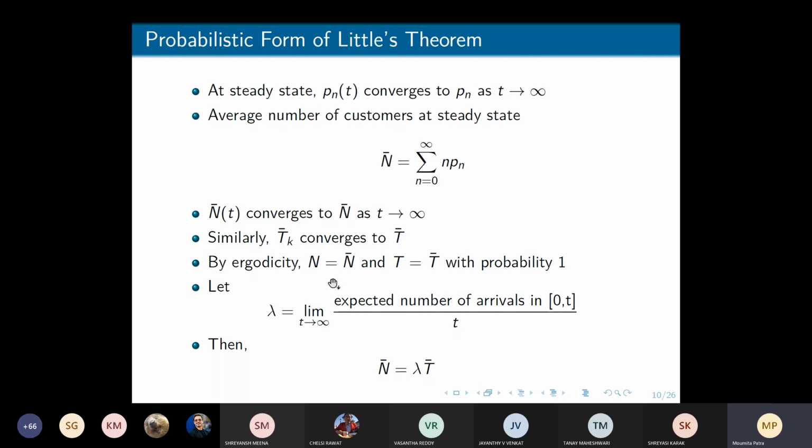So with the ergodicity property, N becomes equal to N bar and T becomes equal to T bar with probability 1. Now what can we consider? Let lambda be equal to the limit as t tends to infinity of the expected number of arrivals in the time interval 0 to t, divided by t. We can write lambda like this. Then we can represent Little's theorem in a probabilistic form as N bar is equal to lambda T bar.